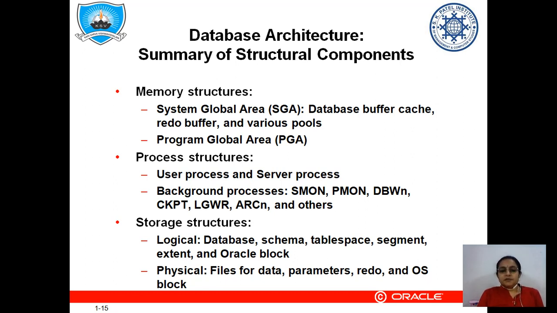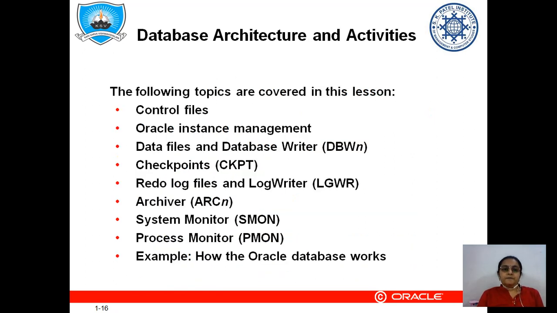Storage structure we have seen in both manners, logical representation as well as physical representation. Logical consists of schema, database, table space, segments, extent, and Oracle data block, and physical represents the files for data, parameters, redo log files, and OS block. So these are what we have seen till now in terms of Oracle database architecture.